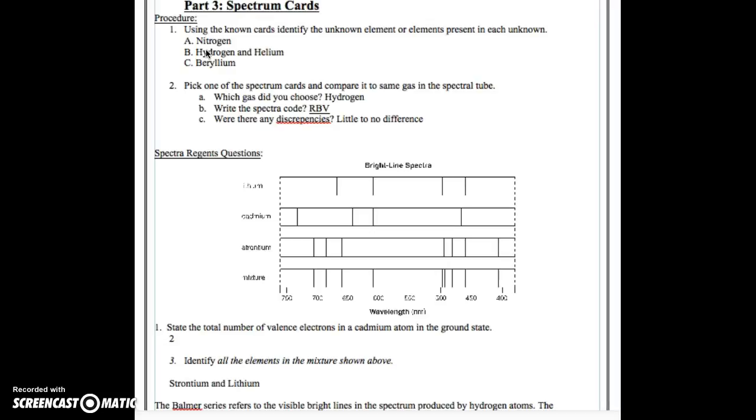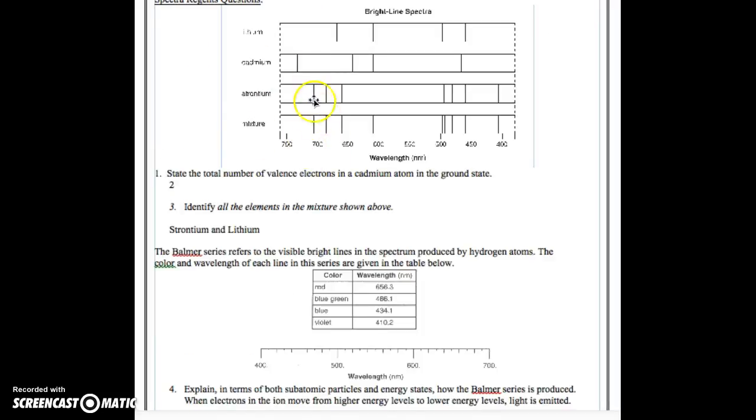The next question asks you to identify all the elements in the mixture. So if we're looking at this mixture, you see there's no lines for cadmium here. So we don't want to say that cadmium is present because I don't have this line here. For an element to be in the mixture, all of the lines of their spectral code have to be there. So if you put cadmium, you lost a point there.